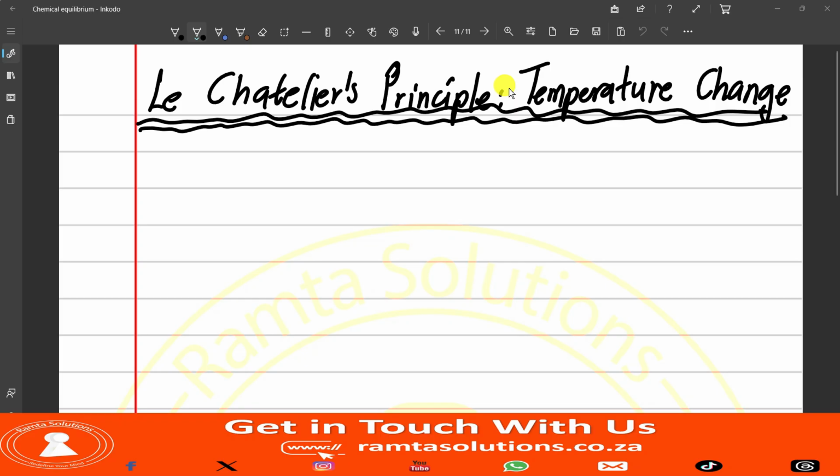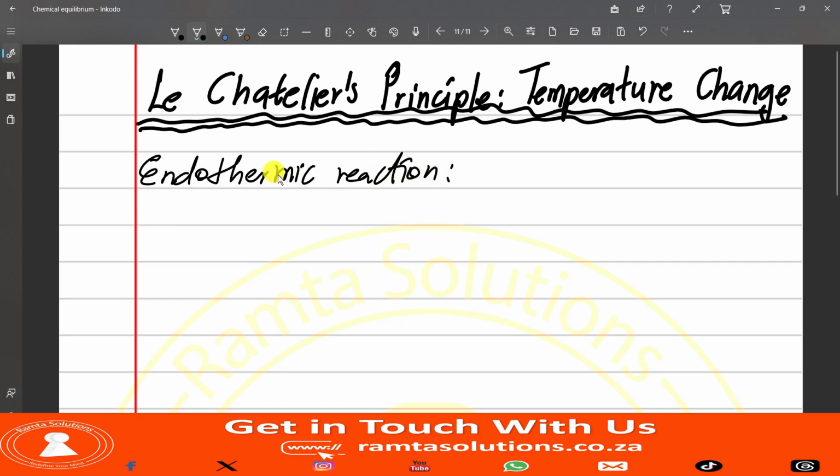Today's video is looking at Le Chatelier's principle and the temperature change. Before we proceed, we need to remind you of a few things. When we look at the effects of temperature on equilibria, we need to note endothermic reactions and exothermic reactions. So let's talk about endothermic reactions. What is an endothermic reaction?